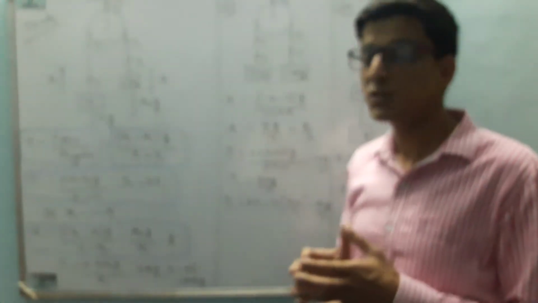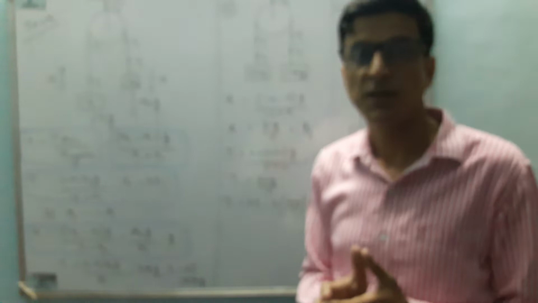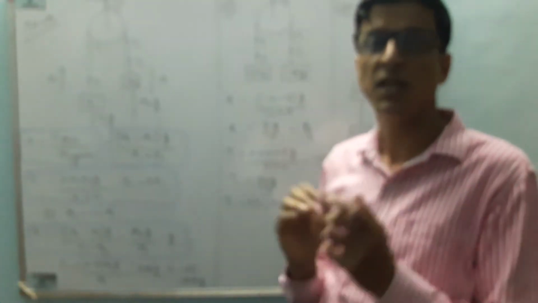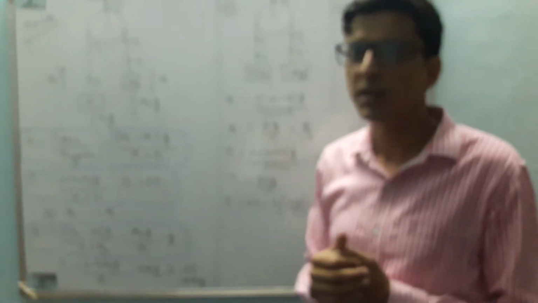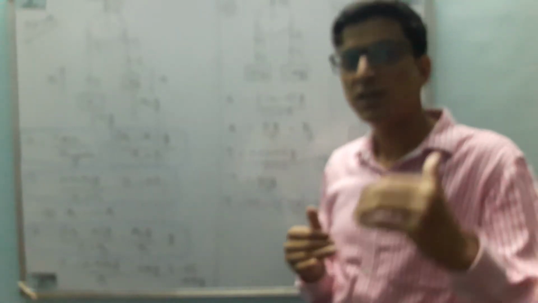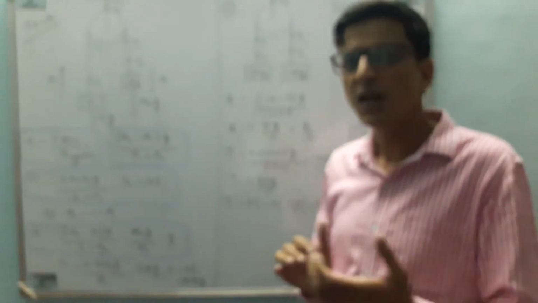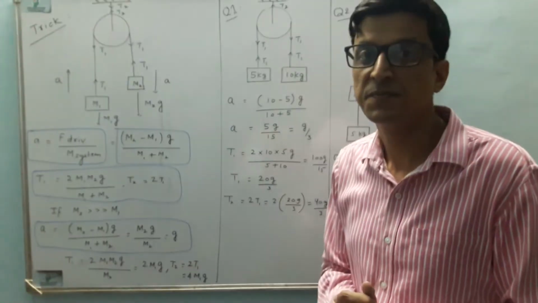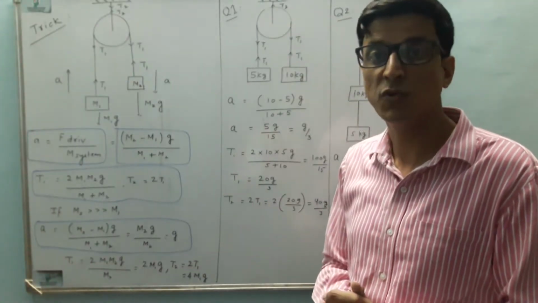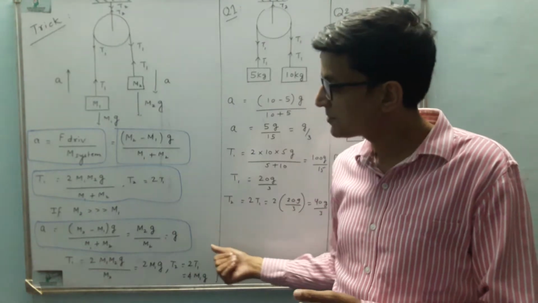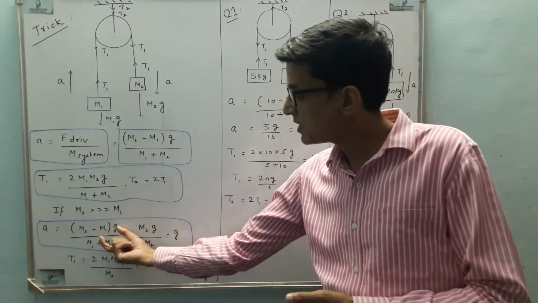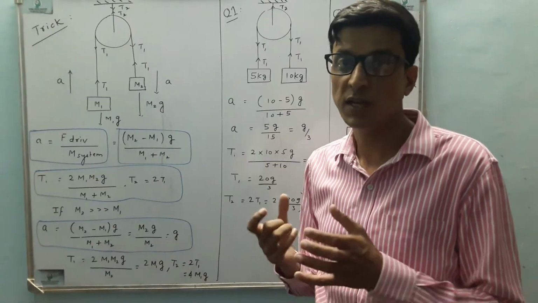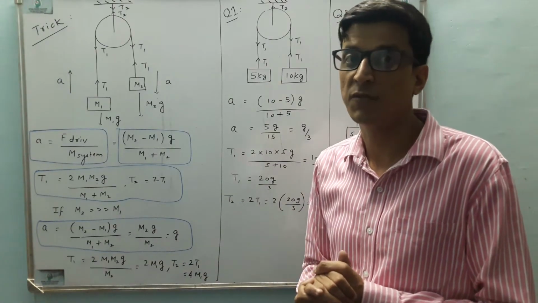Now there is a special case when m2 is very much greater than m1. You just connect an elephant and a rat by a string which is wound on a pulley. What will happen? Obviously the elephant will move down and the rat will move up with an acceleration equal to the acceleration due to gravity. And this can be proved mathematically. m2 minus m1 can be approximated by m2 when m2 is very much greater than m1.